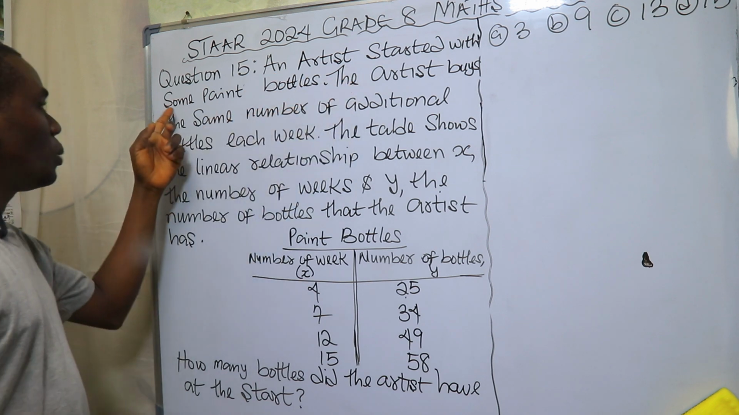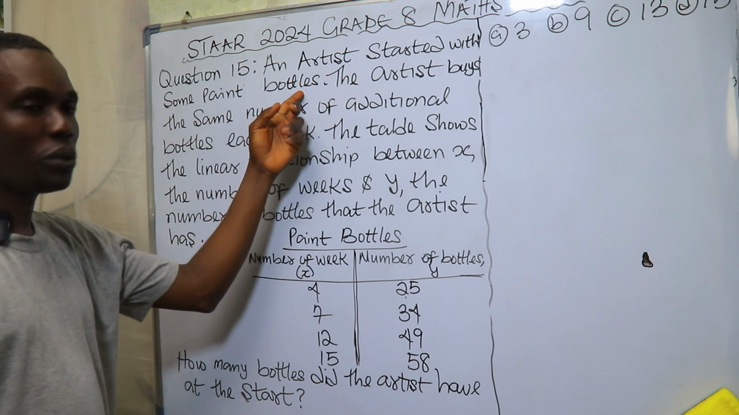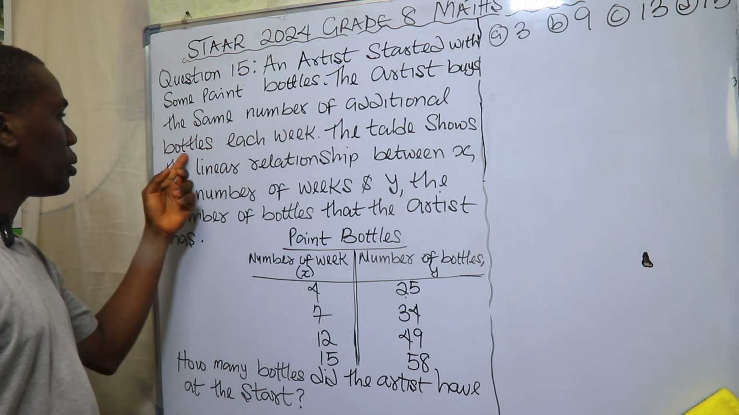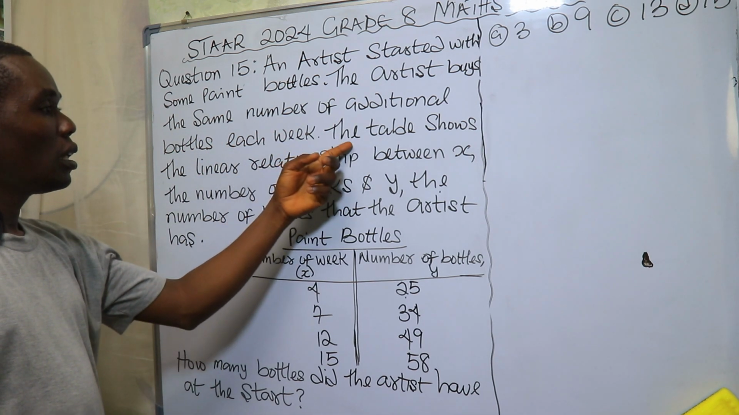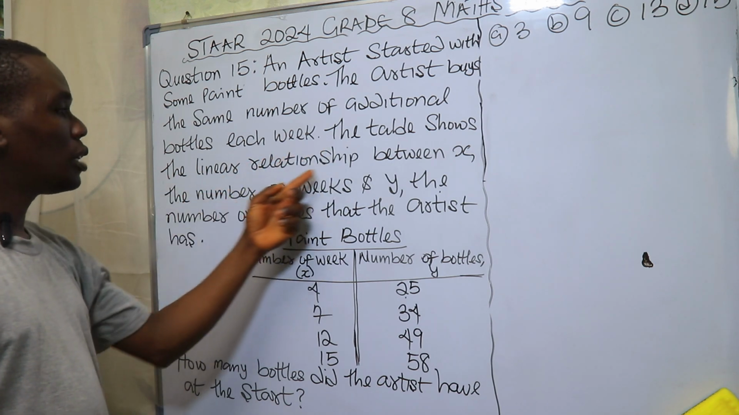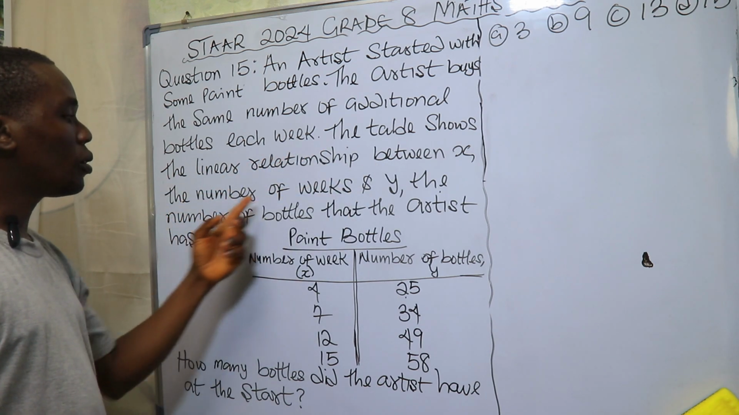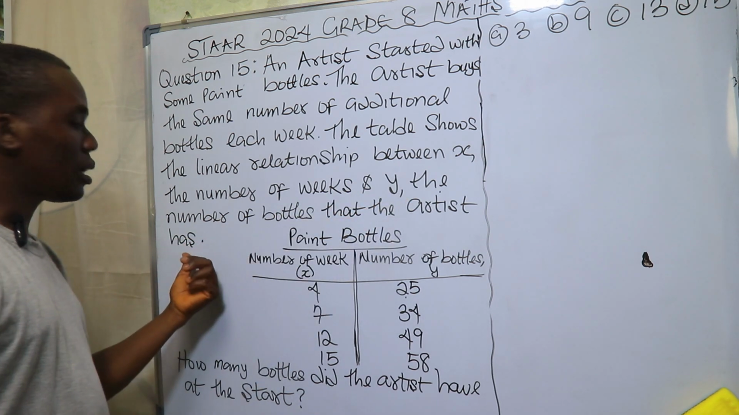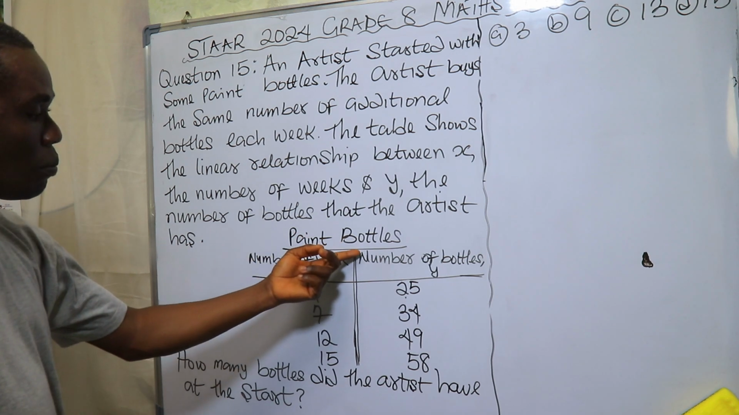An artist started with some paint bottles. The artist buys the same number of additional bottles each week. The table shows the linear relationship between X, the number of weeks, and Y, the number of bottles that the artist has. Now, these are the paint bottles.